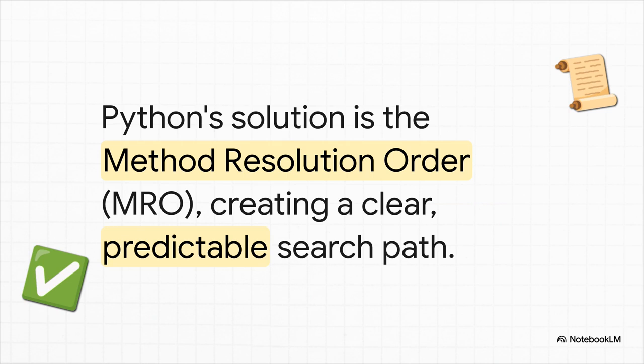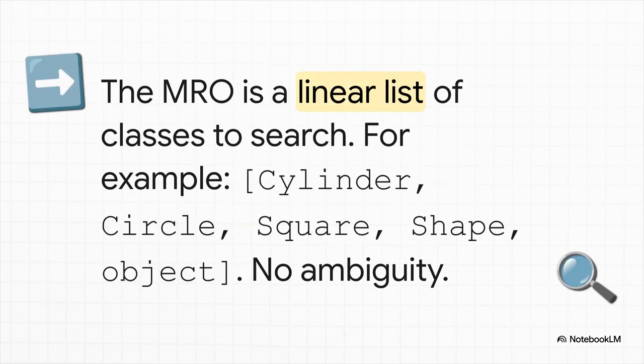That's because Python has a very clear, very predictable solution built right into the language, the method resolution order, or MRO. See, Python doesn't guess. It creates a predictable linear search path for every single class. You can even print it out and look at it. The MRO is just a simple list of all of a class's ancestors in a very specific order. When you call a method, Python just walks down that list and uses the very first one it finds. No ambiguity, no conflict, no deadly diamond.